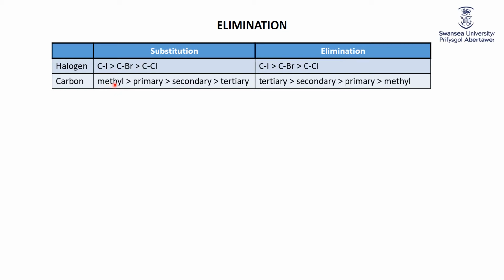The more stuff you get around the carbon, the less likely substitution is, the more likely elimination is. So methyl halides will substitute, they won't eliminate. Tertiary halides won't do SN2, they will do exclusively, in terms of second order reactions, E2. Okay, primary, pretty much always substitution.